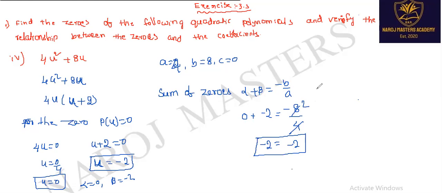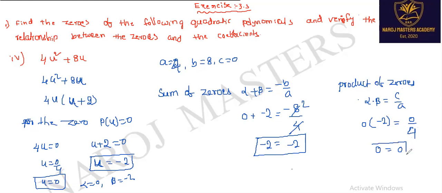Okay. Now check for the product of the zeros. Product of zeros, that is alpha into beta equal to c by a. Now what is the value of alpha here? 0. 0 into beta is minus 2, equal to c by a. What is c value? c is 0, a is 4. So 0 into something is 0, equal to 0 by something is 0. So LHS is equal to RHS. Hence the given zeros are the real zeros. Okay. And here the zeros are verified with their coefficients.